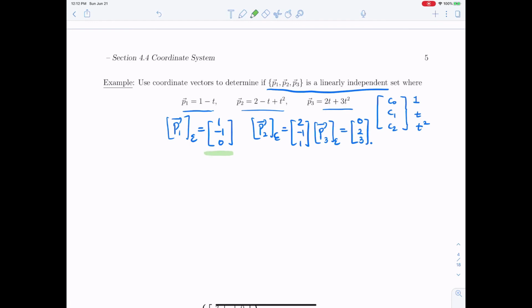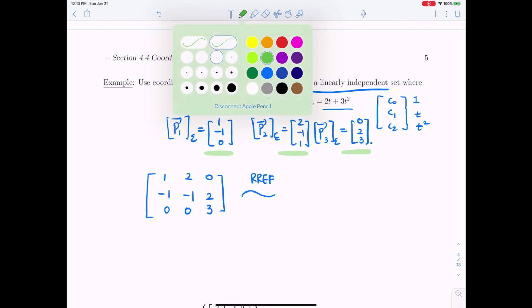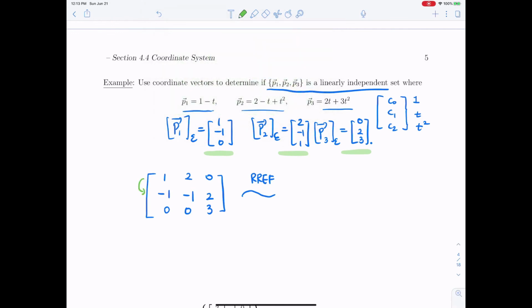Then these three vectors are linearly independent if and only if the matrix formed by these three vectors has a pivot position in each column. So if you RREF this matrix, I guess we can do that by adding the first row to the second row and dividing the last row by 3. Then that gives you 1, 0, 0, 0, 1, 0, and 0, 0, 1. So we can conclude that the columns are linearly independent.